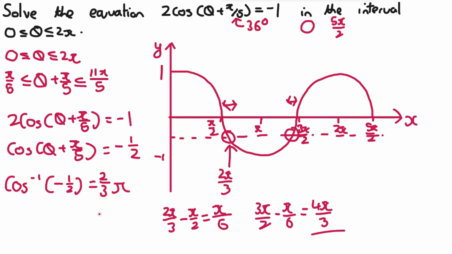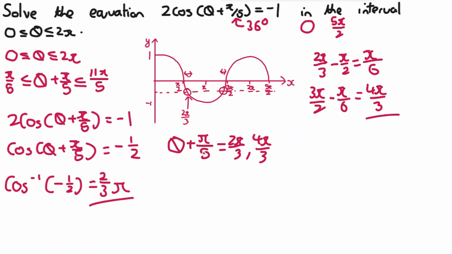I would underline these solutions here. Don't be confused about this, thinking this is a solution as well. This was just for working out. That's a mistake I've made before. So therefore, the values of theta plus pi over 5 are equal to 2 pi over 3 and 4 pi over 3.